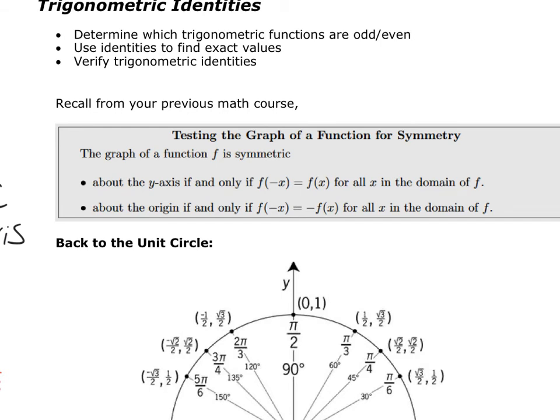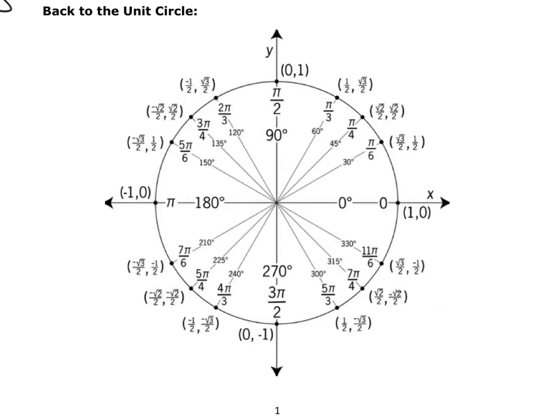So odd and even functions. Every one of these are either odd or they're even. So there's none of these that are going to be neither unless we have a combination of these functions. Every one will be odd or even. If we go back to the unit circle, we know that when we're looking at the unit circle, in this quadrant, all of them are positive. In this quadrant, the sine is positive. In this quadrant, the tangent is positive. And in this quadrant, the cosine is positive.